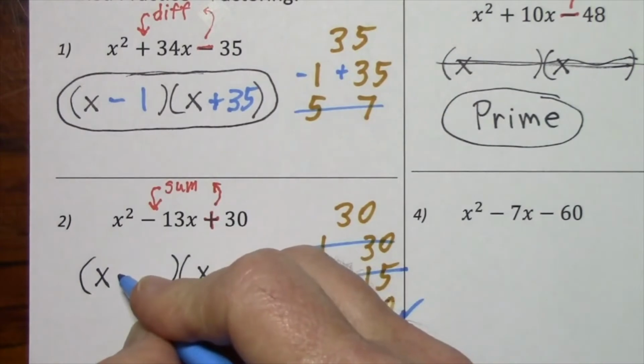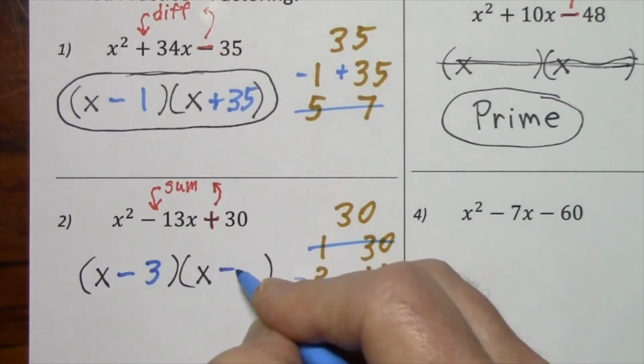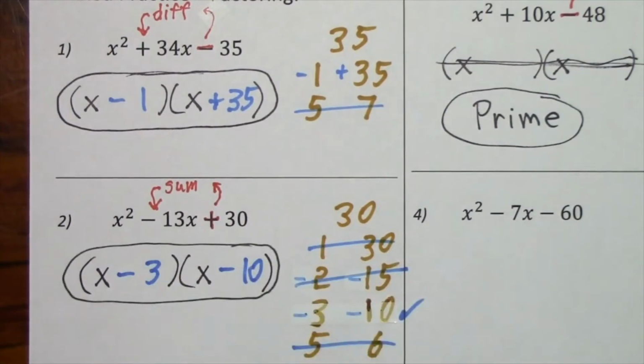So you simply plug in, and be aware if you tried using a negative 15 and a positive 2, when you multiply, you would get a negative number. You have to multiply and get a positive. That's why these signs have to be the same.